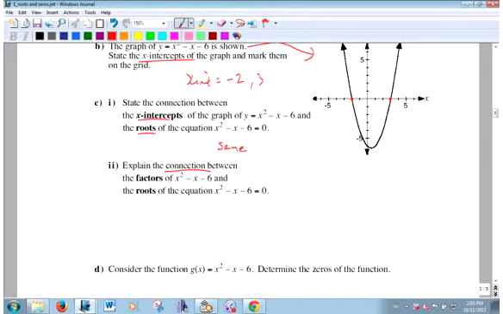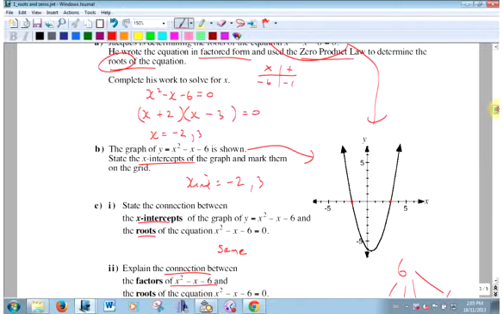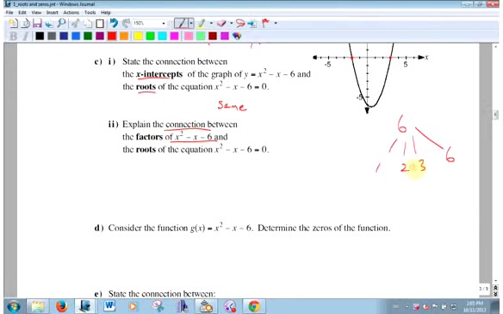Explain the connection between the factors. Okay, what are the factors of 6? 1, 2, 3 goes into 6, so does 6. These are all factors of 6. Factoring this, have we done this already? There is a factor, x plus 2, of this equation. This is also a factor of this equation. Just like 2 times 3 is 6, those are both factors.